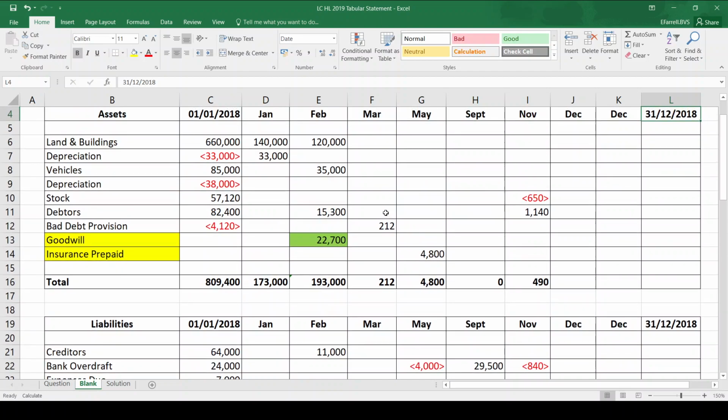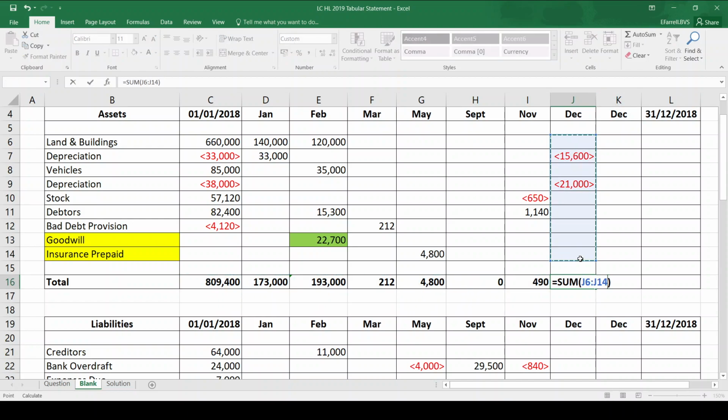So I go up to buildings, go to accumulated depreciation of buildings, and because it's a minus, this additional depreciation is going to increase that, so it's going to be minus 15,600. And we were told in the question that vehicles depreciation of 21,000, so it's going to be minus 21,000. Now, I'll just add those up. They come to 36,600.